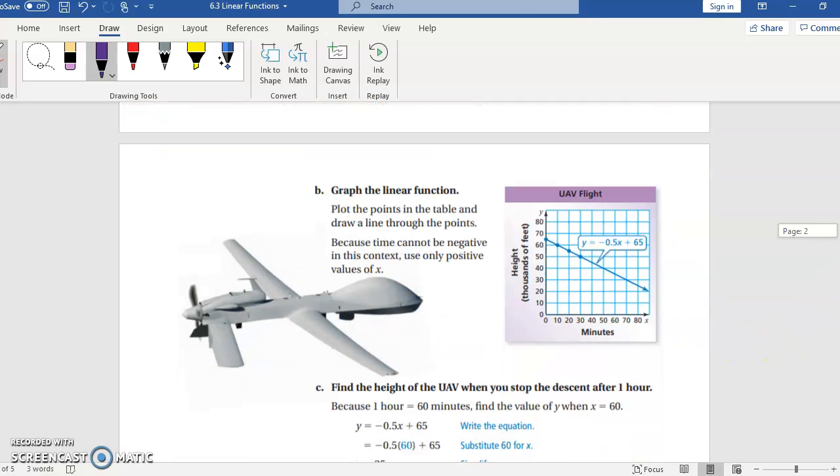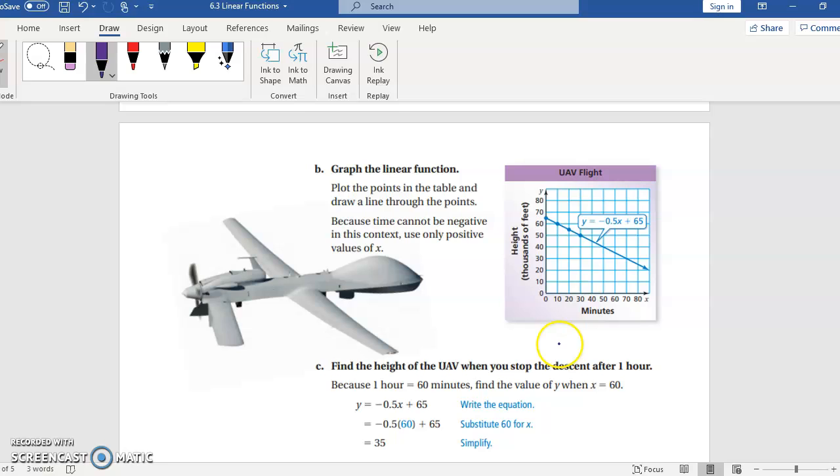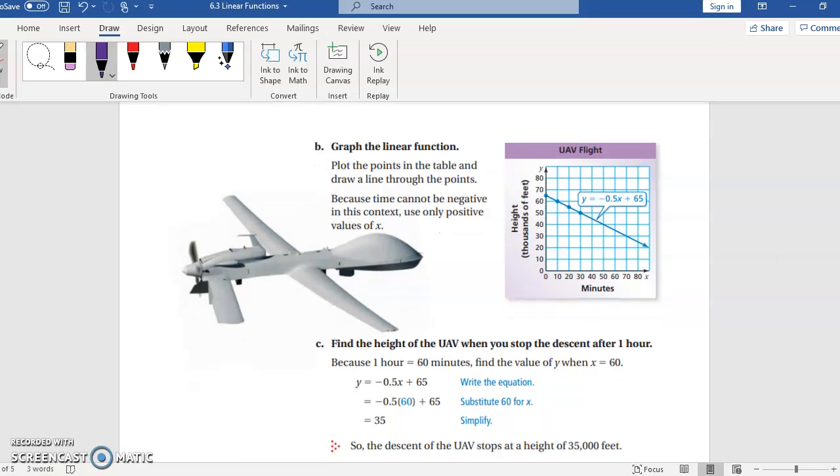Next, we're going to go ahead and graph it. So at 0 minutes, it starts at 65,000 feet, and then it goes down 500 feet for every minute. So after 10 minutes, that would be 5,000 feet. So for every 10 minutes, it's going to go down 5,000 feet. Letter C. Oh, and we only used positive x's because you can't really have a negative time.